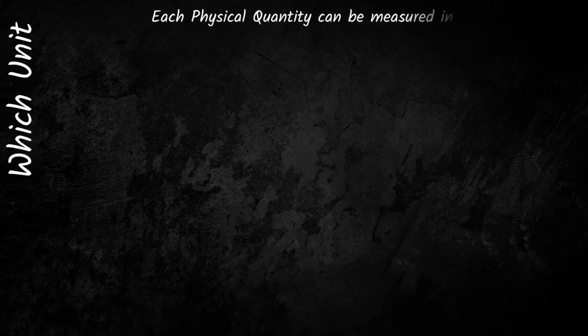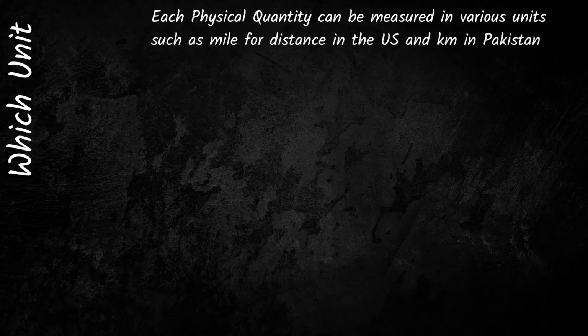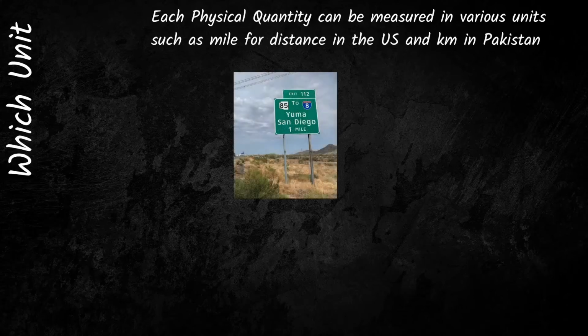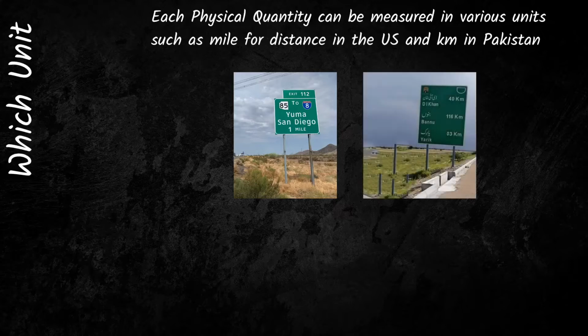A very important question in physical quantities is which unit are we supposed to use? Each physical quantity can be measured in various units, such as miles for distance, which is usually used in the US, and kilometers in Pakistan. Let's say, for example, you have this picture right here in front of you in the US where a mile marker is given, while this right here is a distance marker that's given in kilometers.